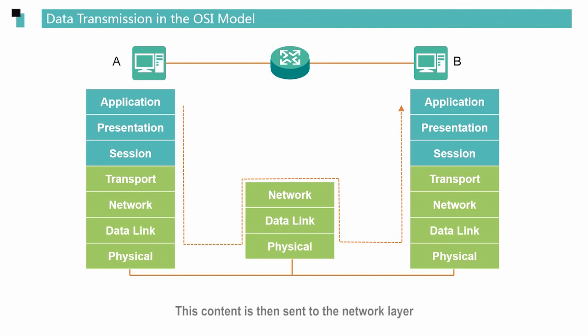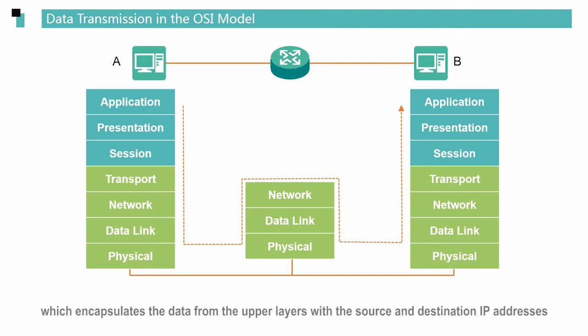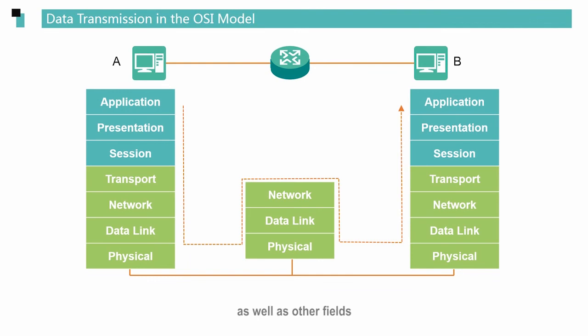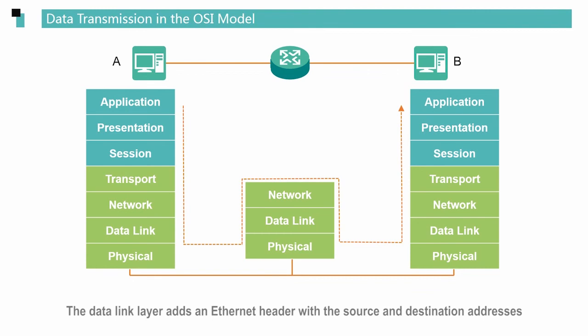This content is then sent to the network layer, which encapsulates the data from the upper layers with the source and destination IP addresses, as well as other fields. At the Datalink layer, the upper layer data is again encapsulated. PCA and the router are connected through a network cable and use Ethernet as a media. The Datalink layer adds an Ethernet header with the source and destination addresses.